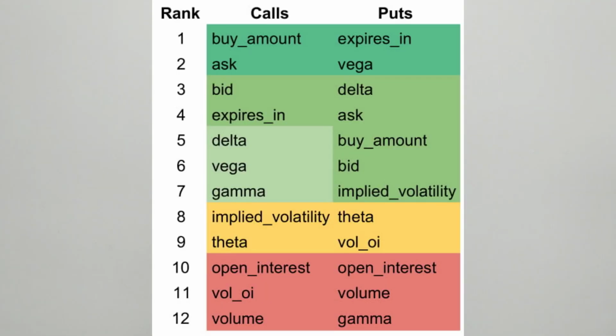Here's a summary of my results, with the shades of green being reliable variables, yellow being less reliable, and red meaning you probably shouldn't rely on those variables at all.